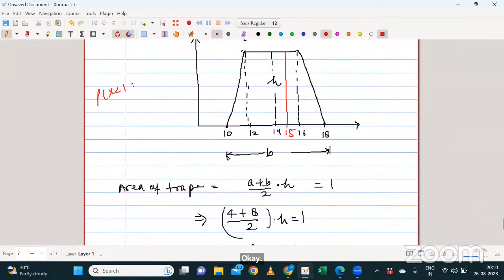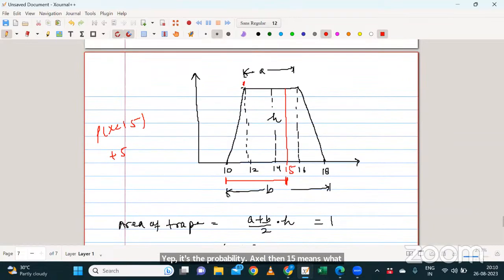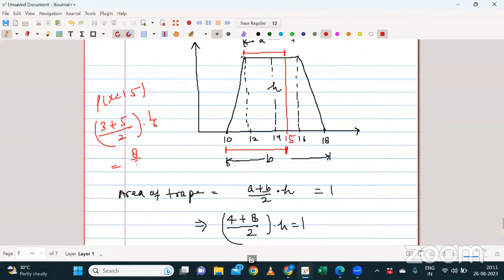The probability X less than 15 means what? What is A plus B? What is the new B? New B is 5. And the new A is 3. 5 plus 3, divided by 2. What is the height? Height is 1 by 6. So it will be 8 by 2 into 1 by 6, that is 4 by 6, which is 2 by 3, 0.67 something, right? You just have to apply the formula of a trapezium. Clear? Yes, sir.